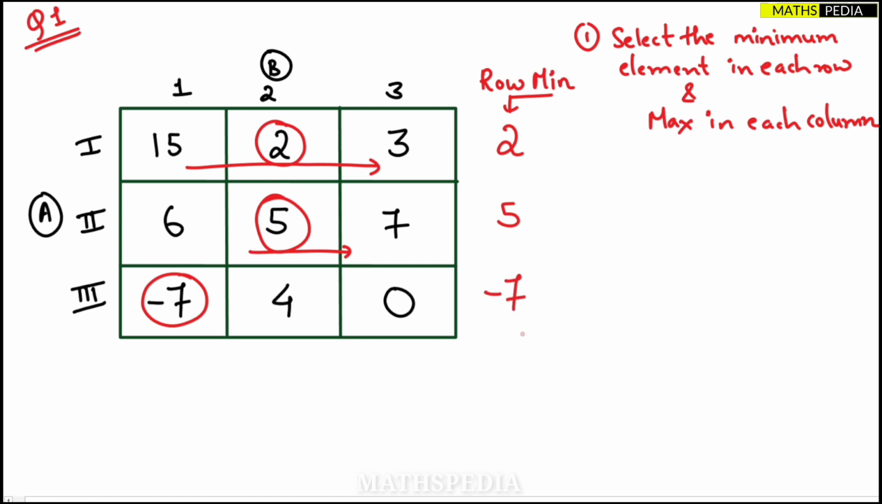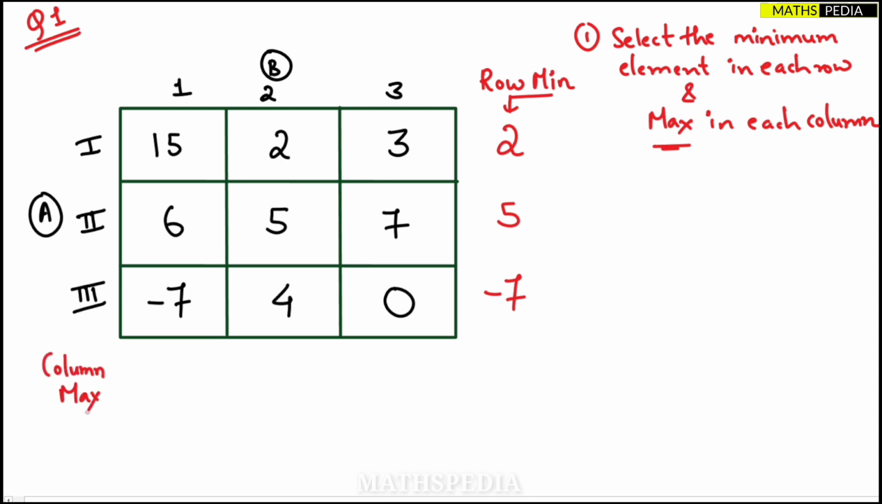Okay, in the first step, one more thing is that we have to find the maximum in each column. Now we have to find the maximum in each column, so let us do that also. So from each column you have to find the maximum, so I'll write max, and it will be written like this.